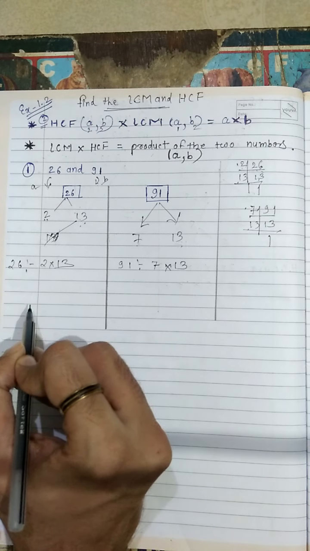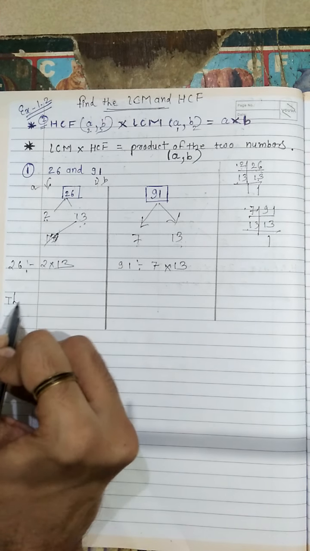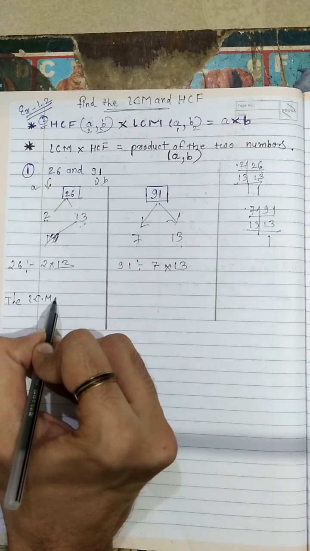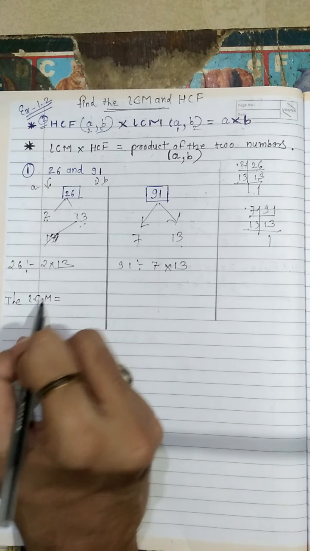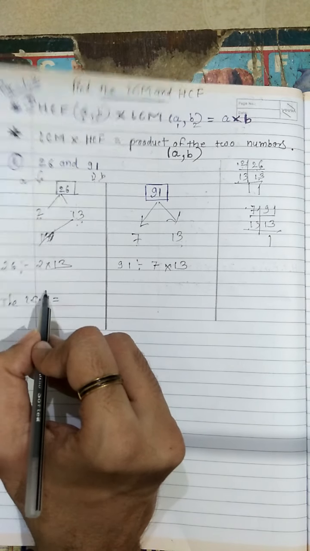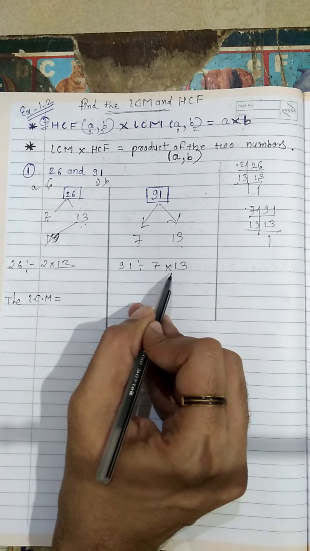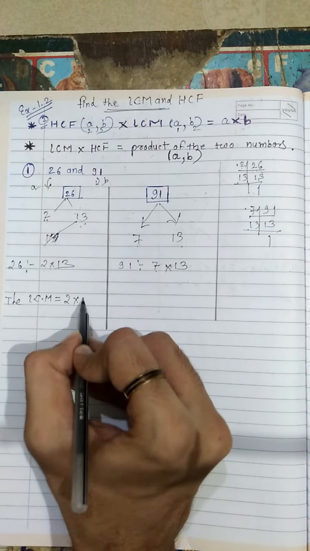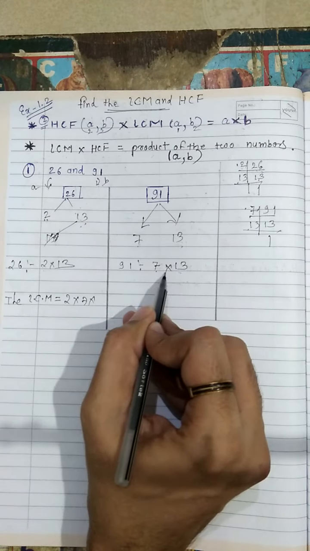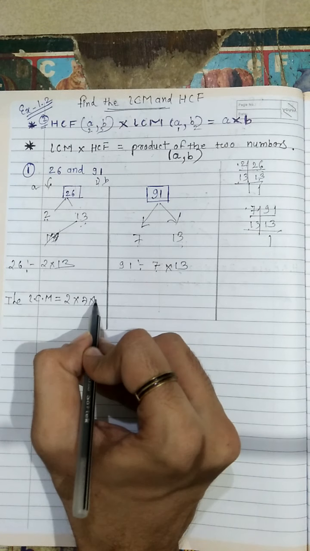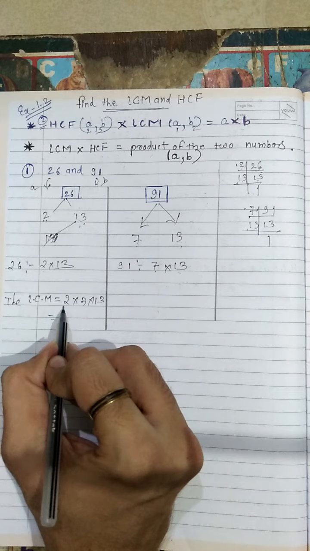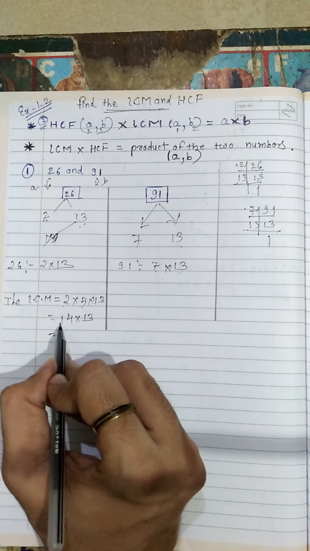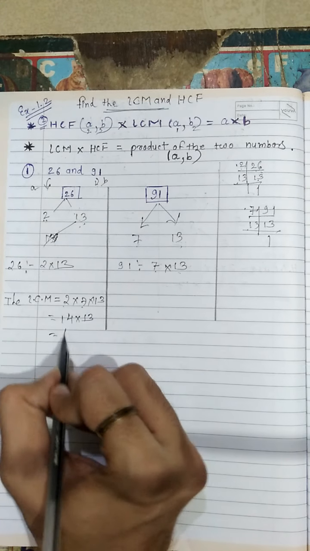Now the first question says find the LCM. How to write the LCM? All the numbers you write down one time. See 2, then 7, and 13 appears 2 times, so do not write 13 2 times, only one time: 13. Okay, 7 twos are 14, and 14 multiplied by 13 is 182.